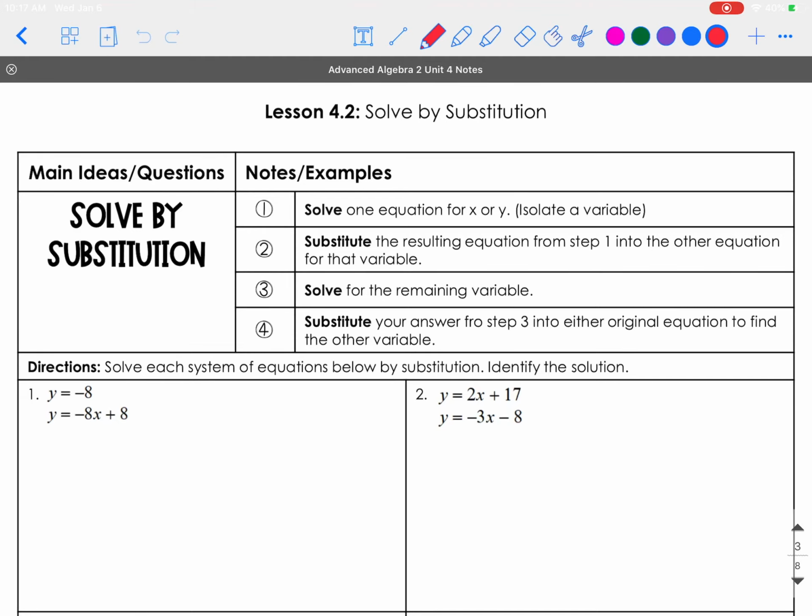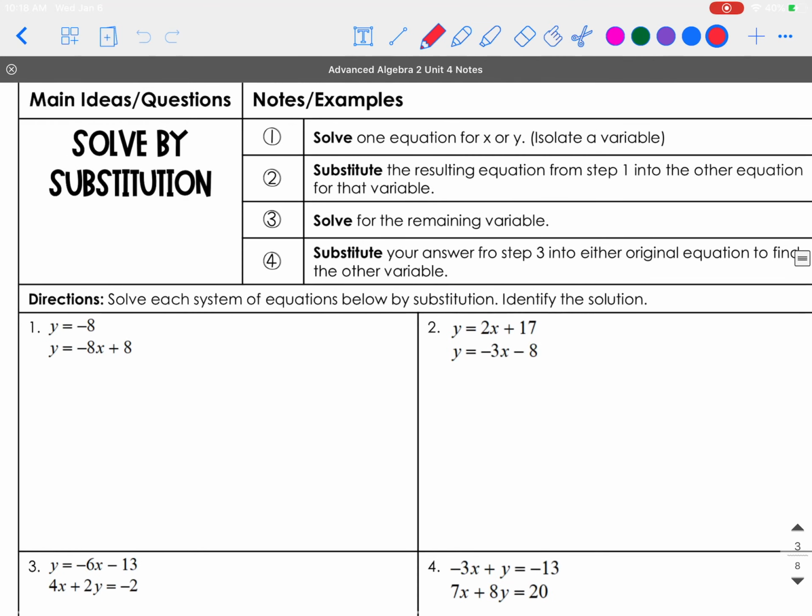Then step 2, whichever one is y equals, we're going to take that and plug it in, substitute it into the other equation. When that happens, we're only left with one variable, which we can then solve. Once we solve for that one variable, we have to plug it back in to find the other one. So let's start with number 1, and I'm going to start out a little easier.